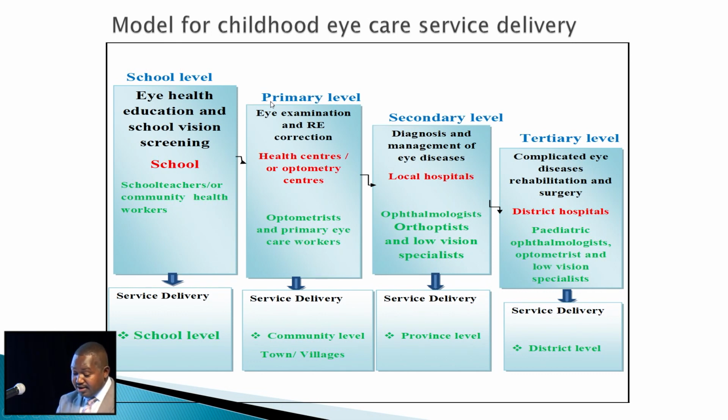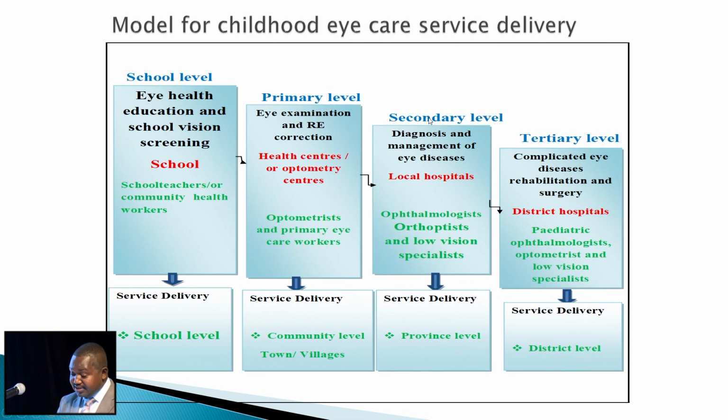The second level is the primary level. At this level, we need to deliver eye examinations and refractive error corrections. This service should be delivered at health centers or optometric centers. An optometrist or primary eye care worker could deliver this service. This service should be delivered at the community level, at the town or village.